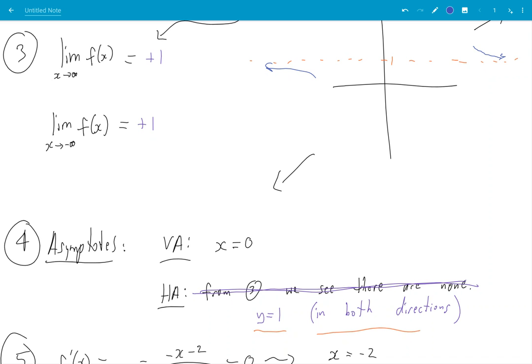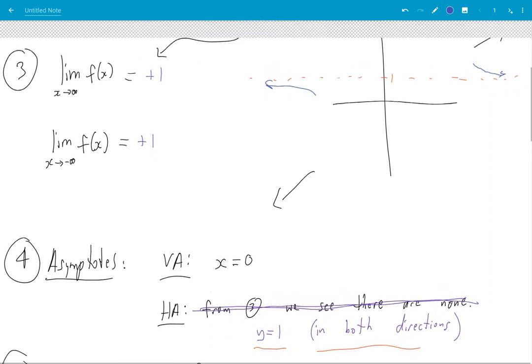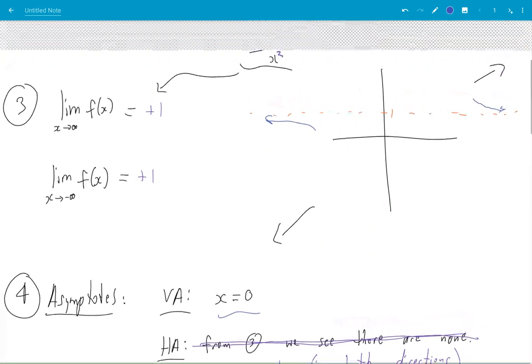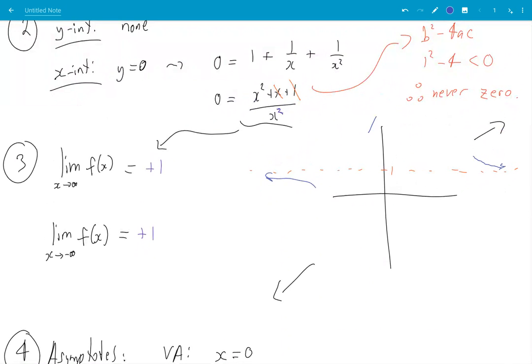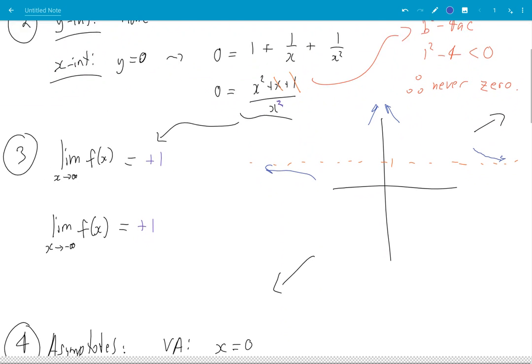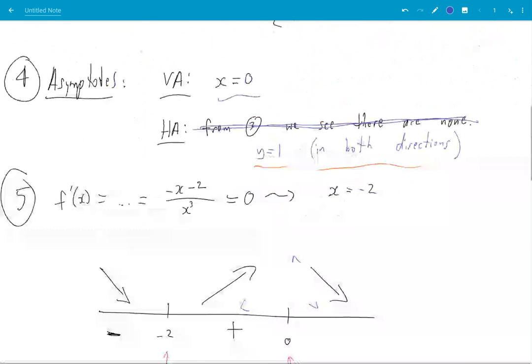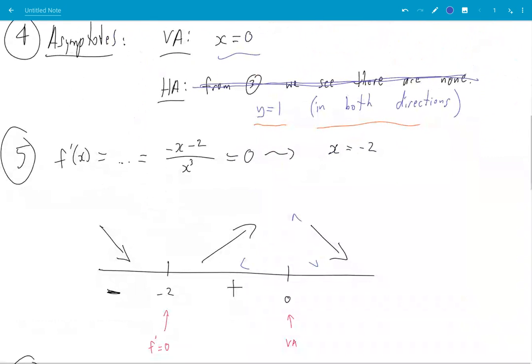Vertical asymptote. Okay, my function has division by x. So when x is 0, I get it shooting up to infinity. And I believe that's going to give me something like this, also like this. Anyways, we'll come to that later. Okay, let me scroll down to cover 5. So pause the video.